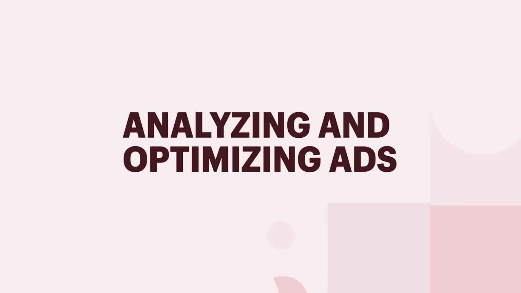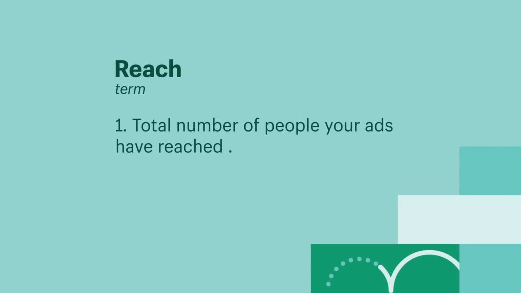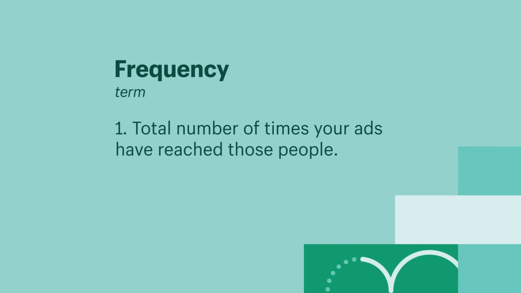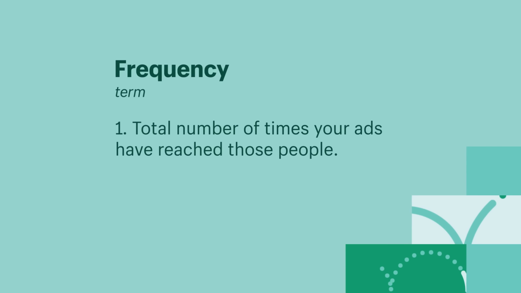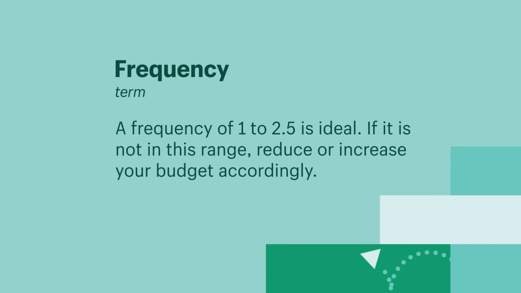When analyzing and optimizing your ads, here are some things you're going to need to know. Reach. This is the total number of people your ads have reached. Frequency. This is the total number of times your ads have reached those people. A frequency of 1 to 2.5 is ideal. If it's not in this range, reduce or increase your budget accordingly.